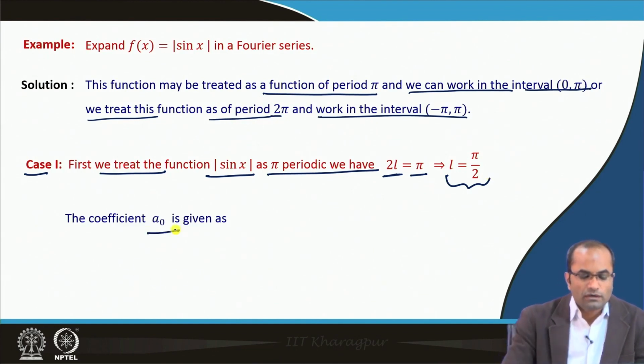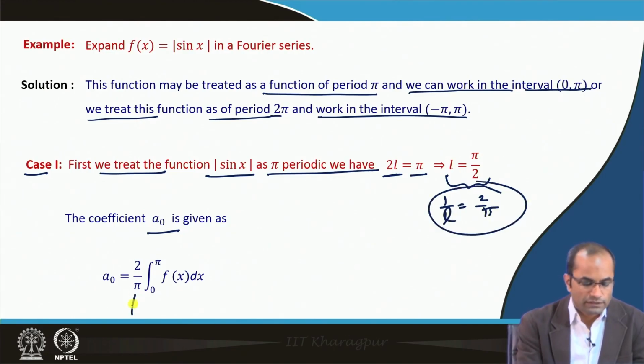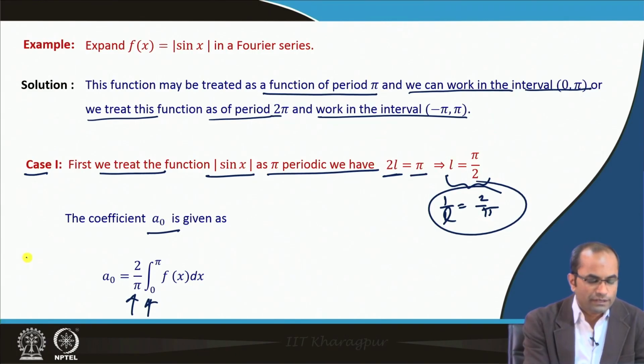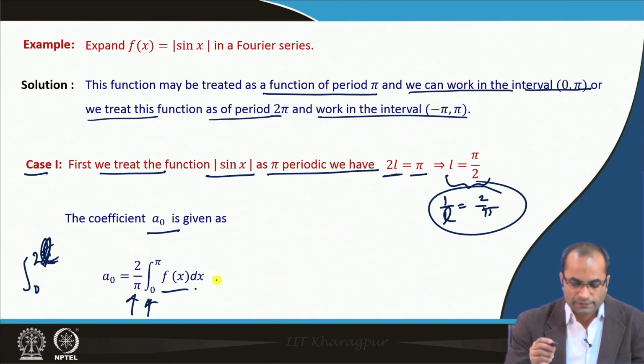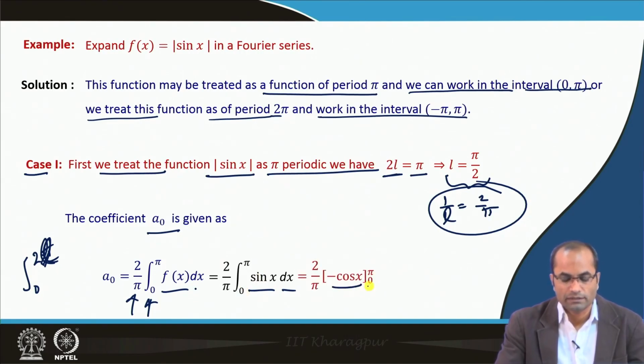So, the coefficient a naught, as per the definition, we have 1 over L. So, 1 over L will become 2 over pi. This is 1 over L, outside just 2 over pi, and then we will integrate from 0 to 2L or from minus L to L. In this case we are taking 0 to 2L. So, 2L is pi, so 0 to pi f(x) dx times 2 over pi. The f(x) from 0 to pi is just sin x, it is positive. So, we can remove the mod here, dx, and the integral of sin x will be minus cos x, from 0 to pi.